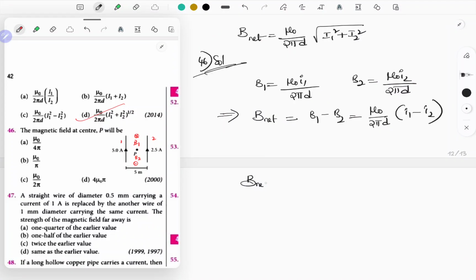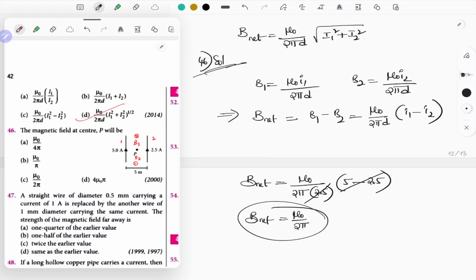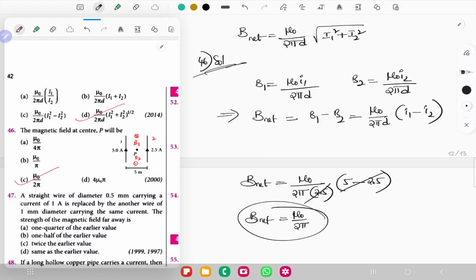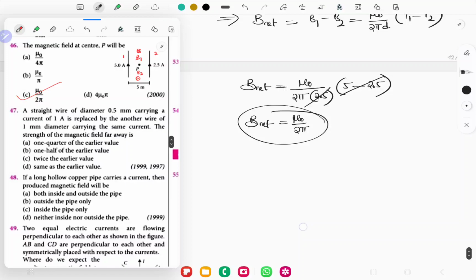So in this case, B net is equal to mu naught, 4 pi into 10 power. Oh, they're asking the answer in terms of mu naught only. Let's keep it as it is. So mu naught divided by 2 pi, D is 2.5, into I1 is 5, I2 is 2.5. 5 minus 2.5, 2.5, 2.5 will get cancelled. Then B net is equal to mu naught by 2 pi. Option C is the correct answer. Let's move on to the next one.